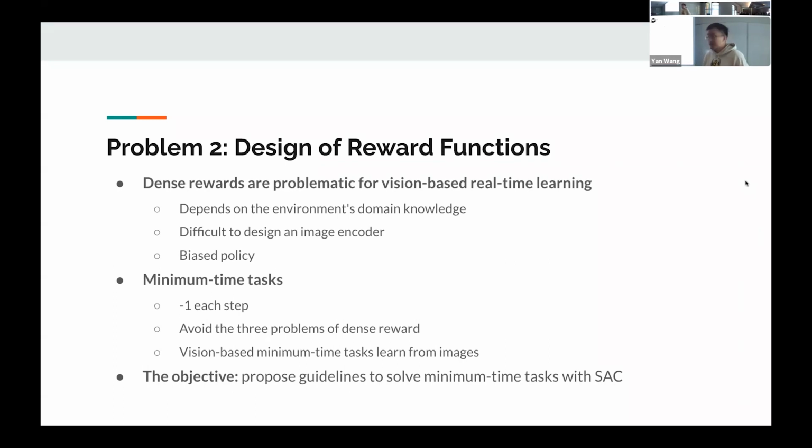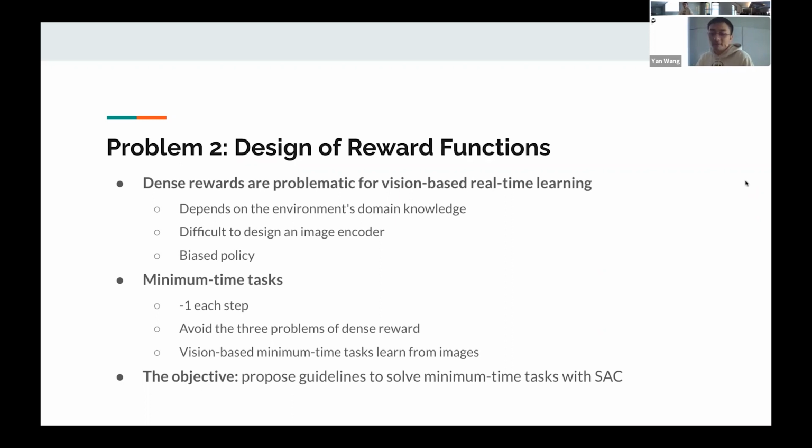So now let's look at the second problem of real-time learning, designing of reward functions for real-time vision-based tasks. In conventional RL, these rewards are used to facilitate faster learning and guide the agent to a reasonable solution. But these rewards need to be revised in the vision-based real-time learning setting. First, since this reward function depends on the environment's domain knowledge, it is difficult to design a dense reward function capable of capturing the ever-changing nature of a non-stationary environment.